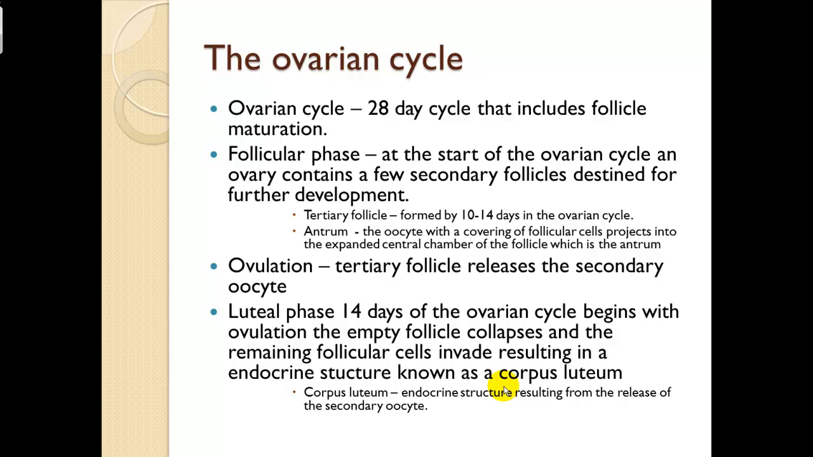Then we get something called the luteal phase and the corpus luteum. The luteal phase is the 14 days of the ovarian cycle that begins with ovulation. The empty follicle collapses. The remaining follicular cells invade, resulting in an endocrine structure known as a corpus luteum. So this follicle, the surrounding area of the egg that was ejected during ovulation with the assistance of the fimbriae, continues to develop into the corpus luteum. The corpus luteum is an endocrine structure resulting from the release of the secondary oocyte.